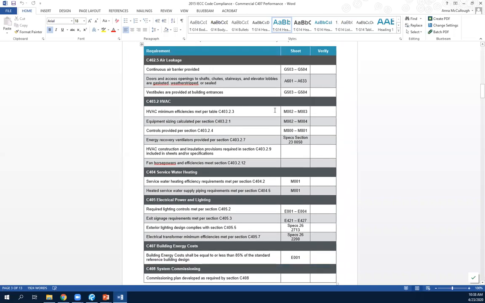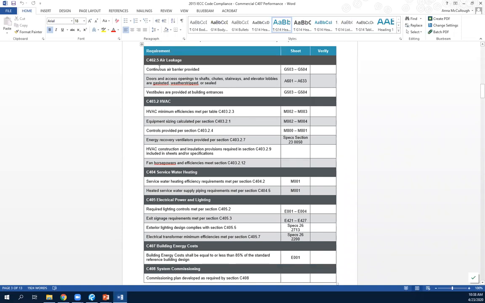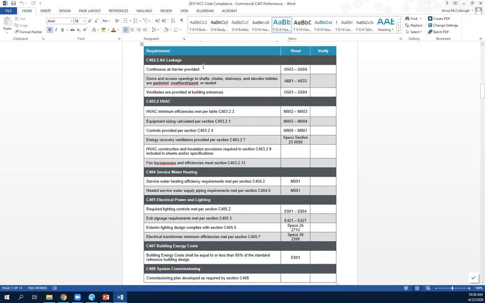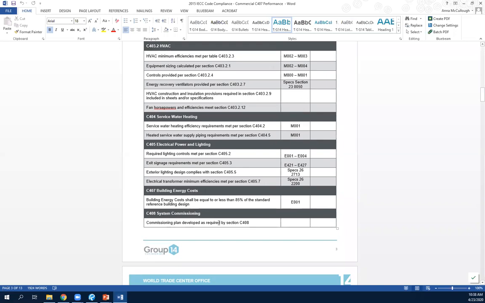And you'll see, can you see my Word file that I popped up? Yeah, it's clear. So here's a list, this is just our template for our checklist, but this is all of the mandatory requirements that we pulled out of the 2015 IECC. And we have our location here, but commissioning plans as developed by section C408, and we show where it's located in the drawings. Normally it's in the specs, but somebody has to stamp this. And in our experience, I definitely wouldn't stamp something where I know it didn't actually exist.